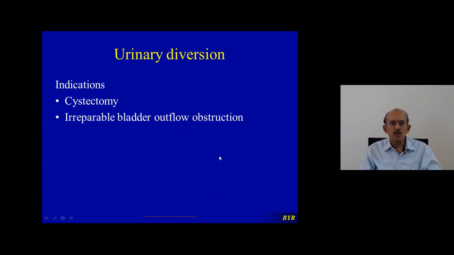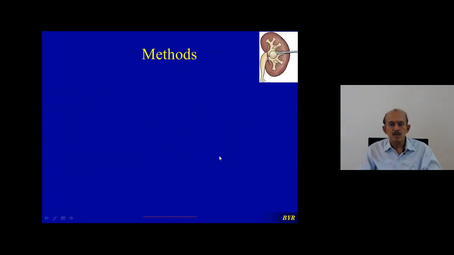Irreparable bladder outflow obstruction. Whenever there is an obstruction below the bladder neck which cannot be repaired. Incurable fistulas. Loss of sphincter mechanism. Whenever the urethral sphincters are damaged, there will be continuous leakage of urine, so there will be complete incontinence. In such a condition, the patient needs urinary diversion to keep him dry. So, methods of urinary diversion.